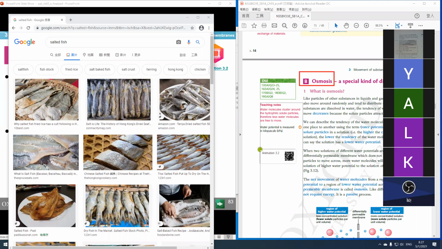So that the salt concentration is so high, they cannot retain the water.